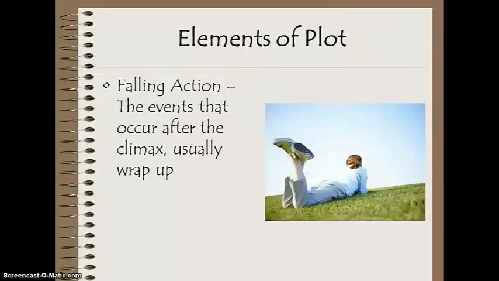Falling action are the events that occur after the climax. It's usually a wrap-up. Now the thing to remember, some stories have very little falling action. Some have really none at all. But in any event, it's usually not the bulk of the story. It's usually a very small part of the story.